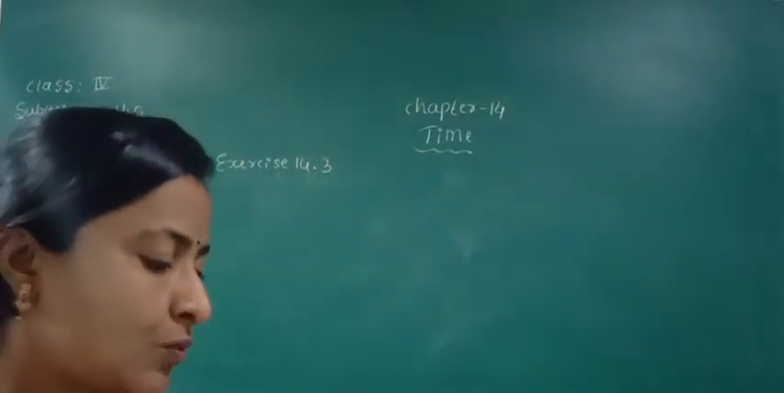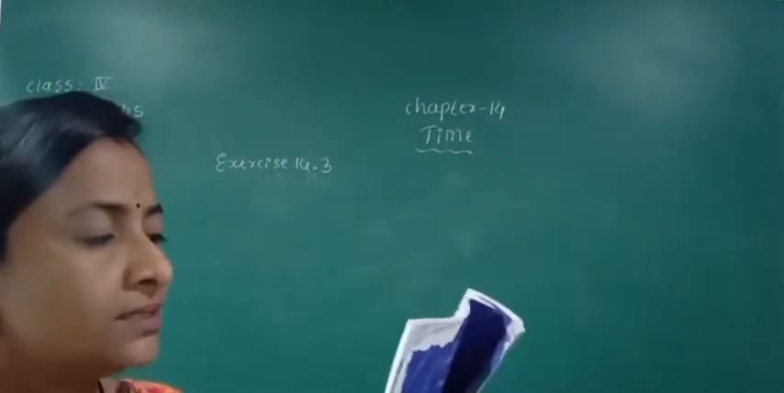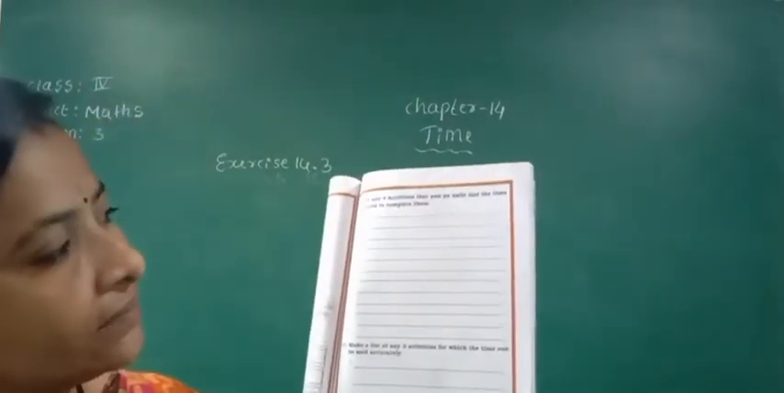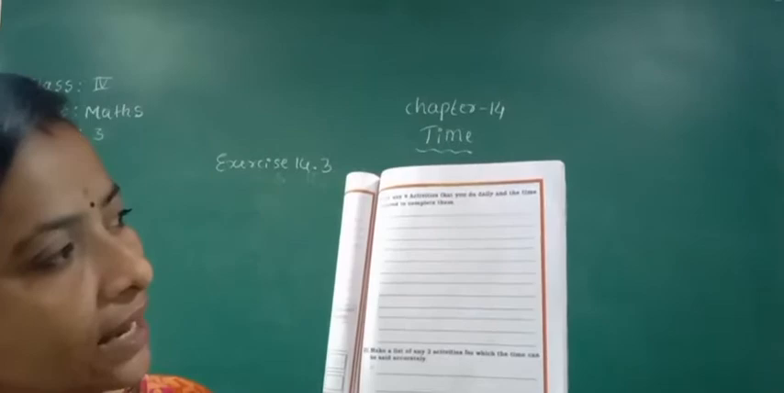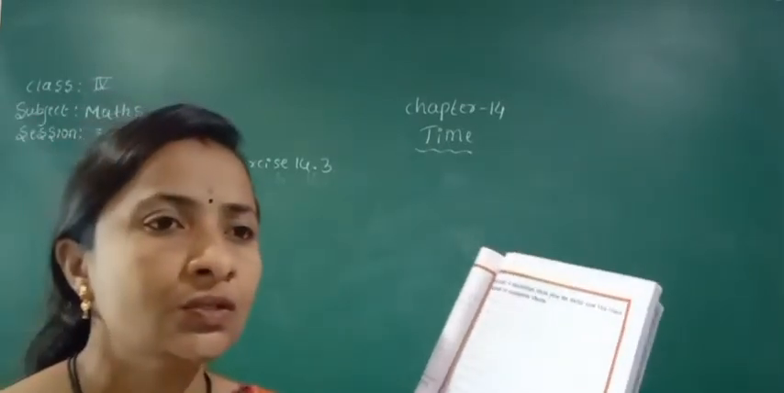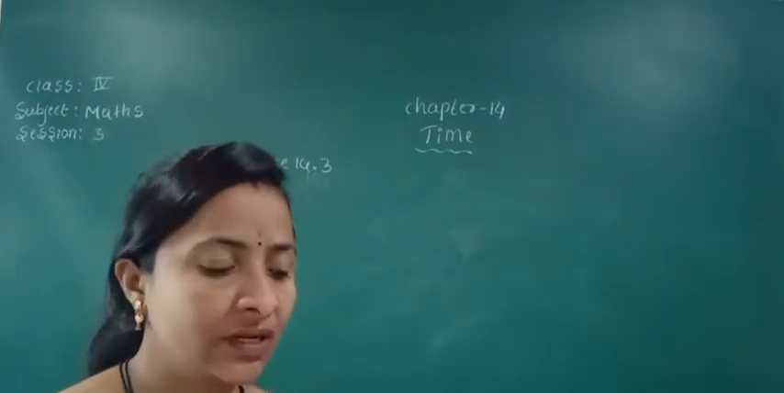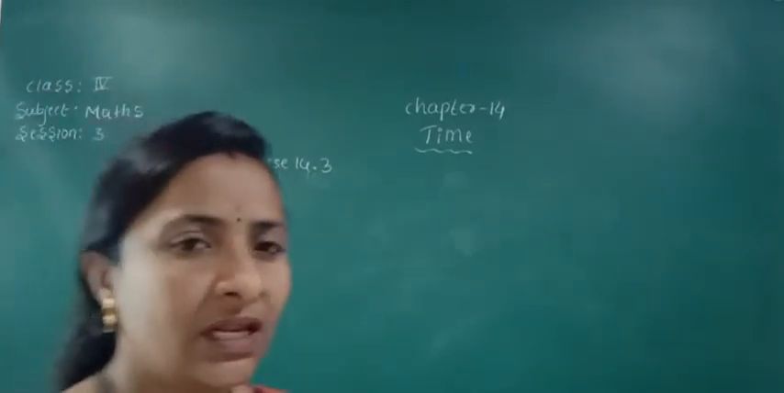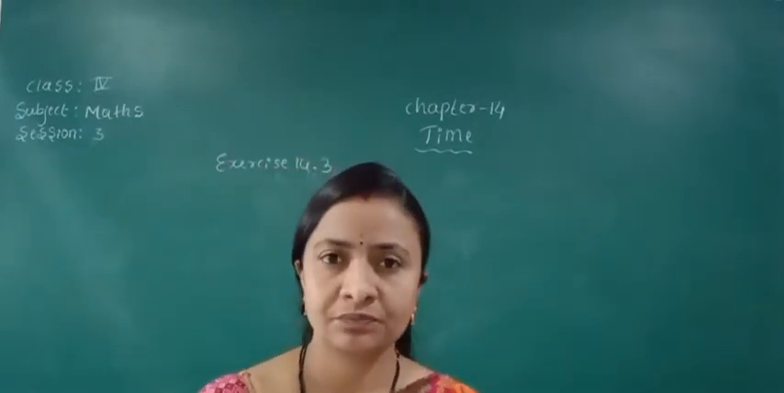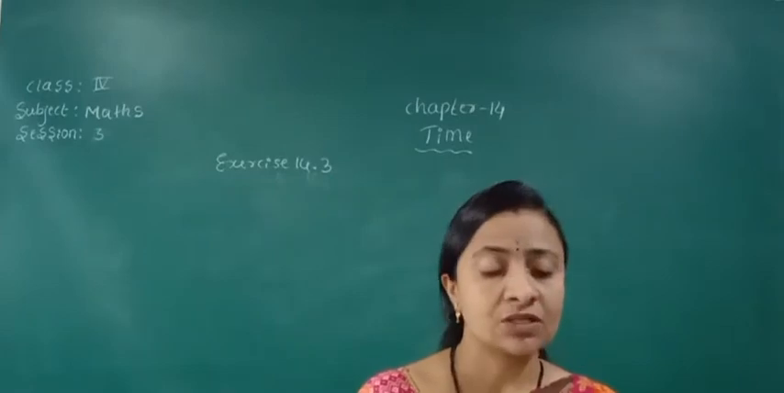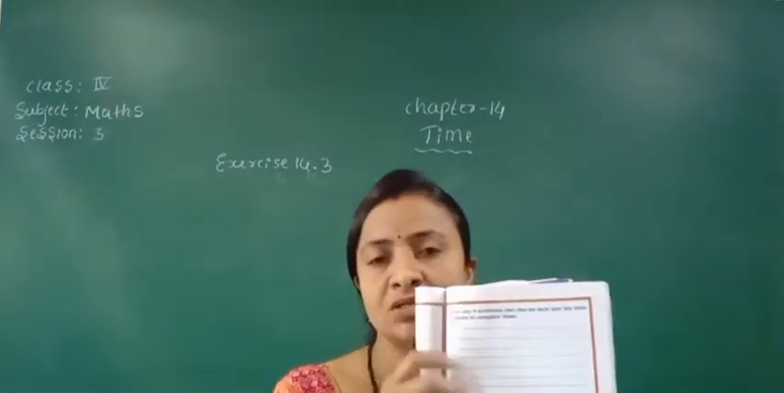Next one we are going to is the second one. Write any 4 activities that you do daily and the time required to complete them. Yes, so what are the activities you do daily? Any 4 activities. And how much time will you take to complete that work? So you will mention it here. So this is your work.